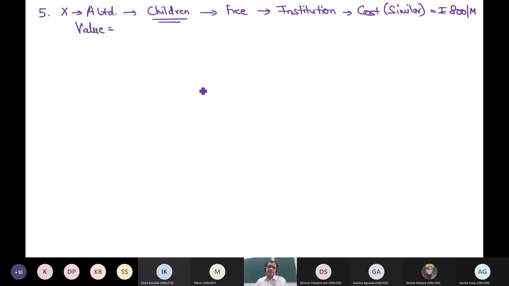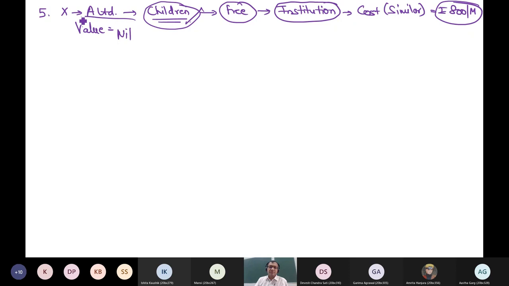Nil. Why? Because first it is free, then it is for children, it is in an institution, and the cost is less than 1,000 per month. So all the conditions of all the 4 points of exemption are satisfied. It is provided to children. It is totally free. It is in an institution, and cost of similar institution does not exceed 1,000. So value taxable in the hands is nil, no tax.